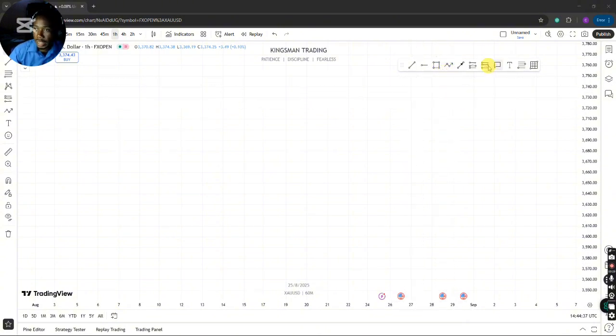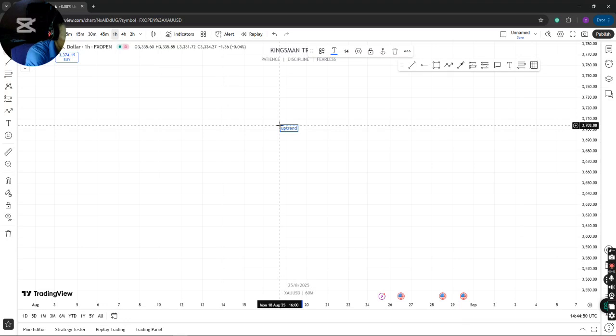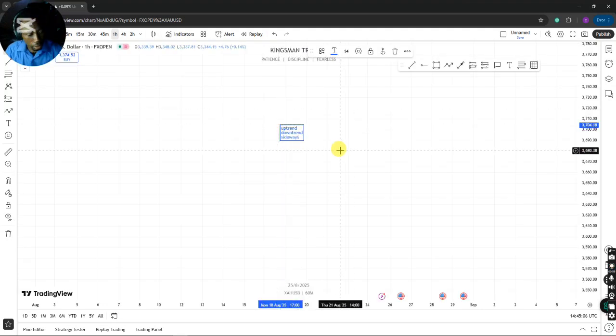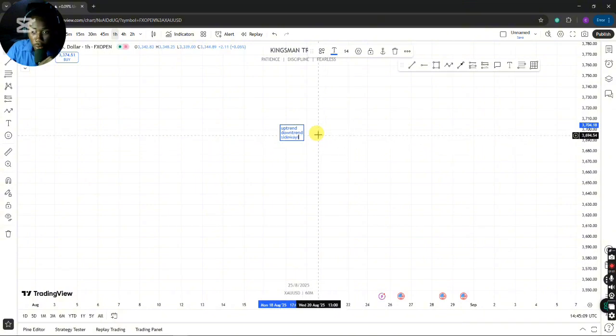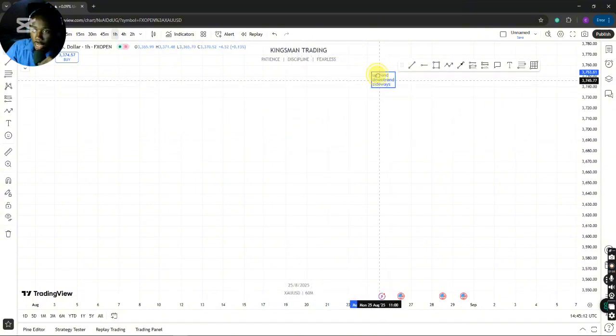Now we all know that the market moves in three major directions, which most of you are already mentioning as I'm about to type them out. The market moves in uptrend, then we have the downtrend, and then the sideways. These are the three major movements of markets. So anytime you see a trend, you know it's one of these three.